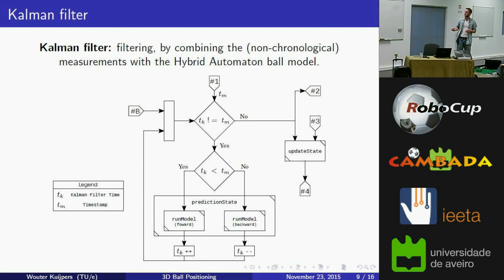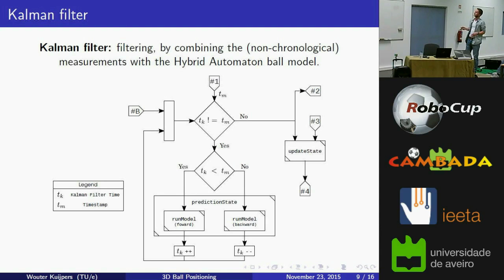So in this case, the Kalman filter's prediction state, which is more the left part of this figure, is a little bit different than the normal Kalman filter you would imagine, because in this case it can run the model both forward and backward to already give a prediction of the ball. So actually you could say at some point we're predicting the past, which sounds quite fun. But this is all to provide the prediction to, in the end, update the state with the measurement.